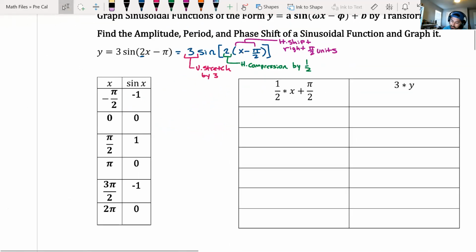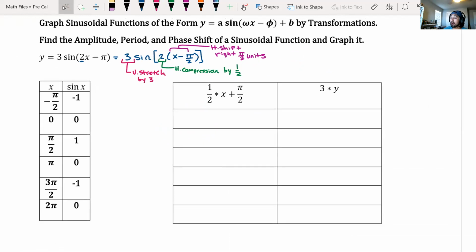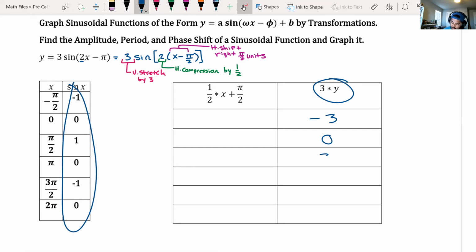Okay, and I have this nicely set up. On the left side are the parent function's coordinates. So what we're going to do is take these coordinates and transform them by the given transformations in this problem. So the x values are going to take some work. We have some fraction work to do, but the y values are going to be easy. So let's start with that. So these y values, lucky for us, you're just going to multiply them by 3. So -3, 0, 3, 0, -3, 0.